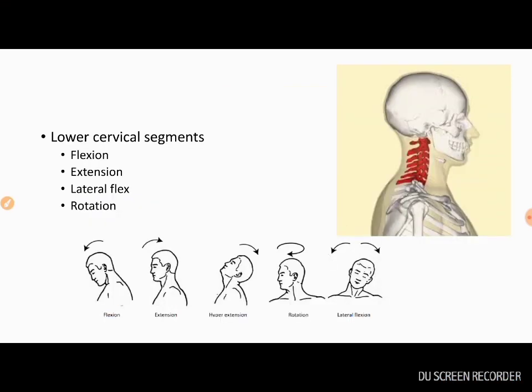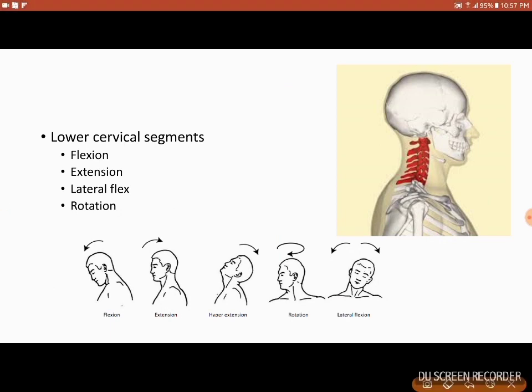Next, to the lower cervical segments. The motions available are cervical flexion and cervical extension. Then you have your lateral flexion and rotation. Lateral flexion and rotation are coupled movements.